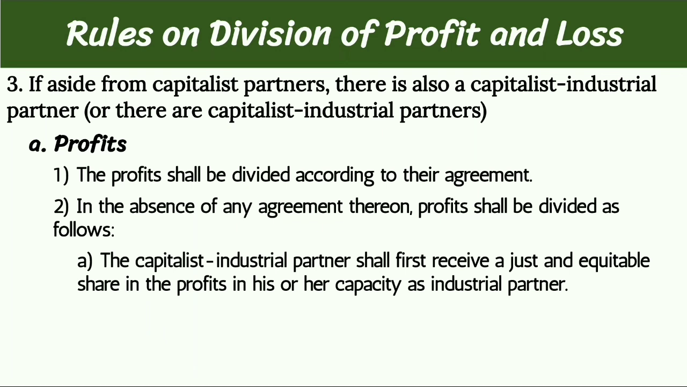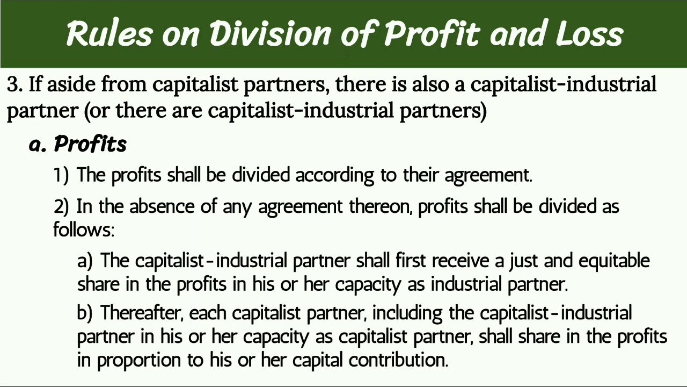First, the capitalist industrial partner shall first receive a just and equitable share in the profits in his or her capacity as industrial partner. So kung wala silang agreement, makaka-receive muna yung capitalist industrial partner ng just and equitable share. Thereafter, each capitalist partner, including the capitalist industrial partner, in his or her capacity as capitalist partner, shall share in the profits in proportion to his or her capital contribution.